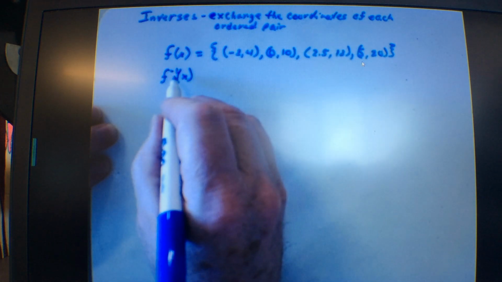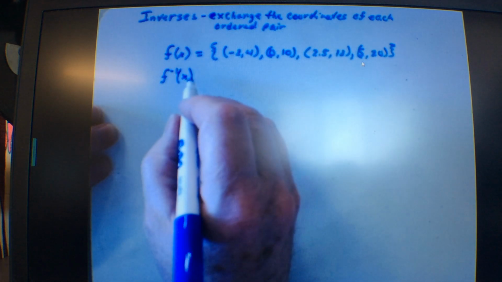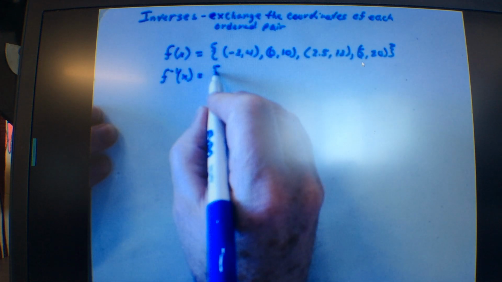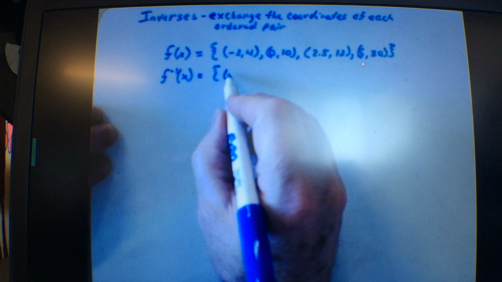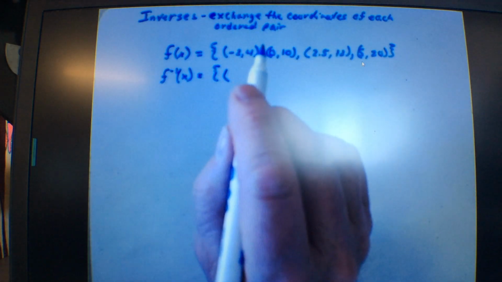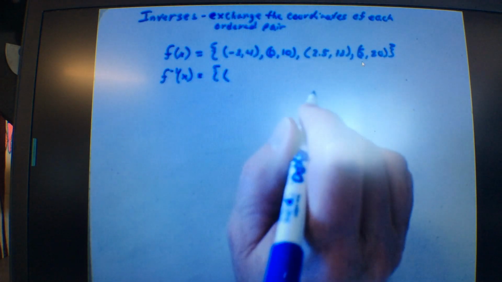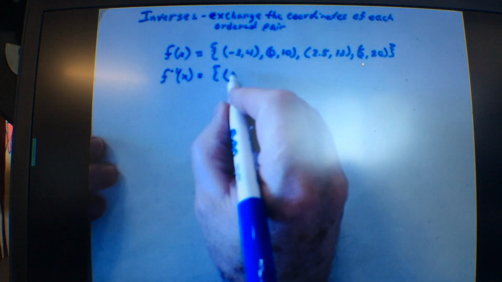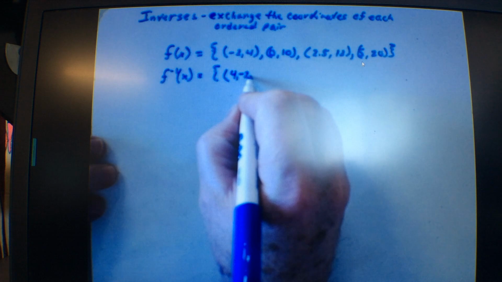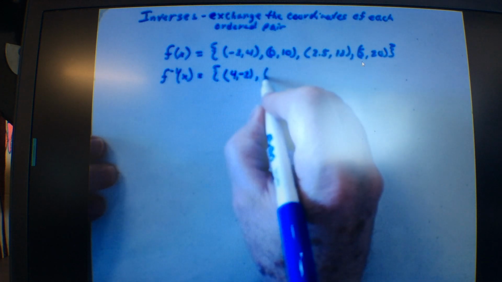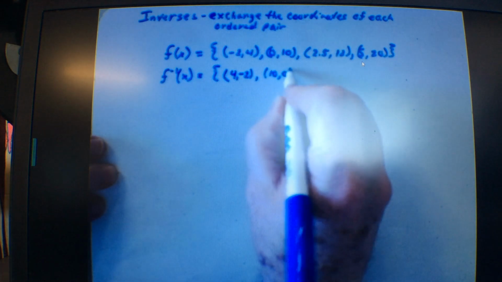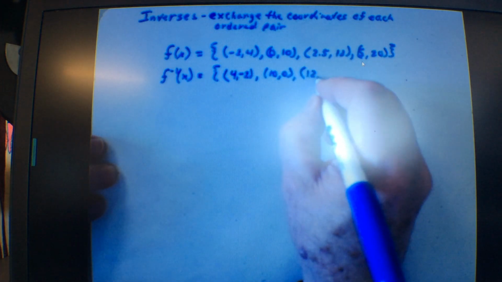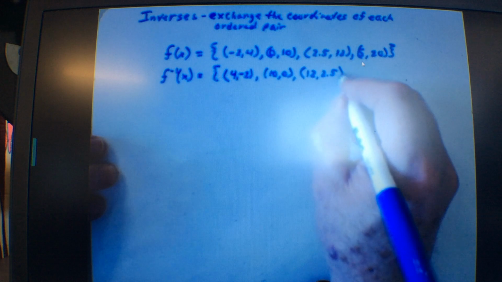If that is the case, the inverse, and this is how we label the inverse, is f to the minus 1 power of x. What happens then is we just switch the x and the y. So the domain of the first one becomes the range of the second one, and the range of the first one becomes the domain of the second one. So it'd be 4, negative 2. You don't switch the signs? Nope, just switch x and y.